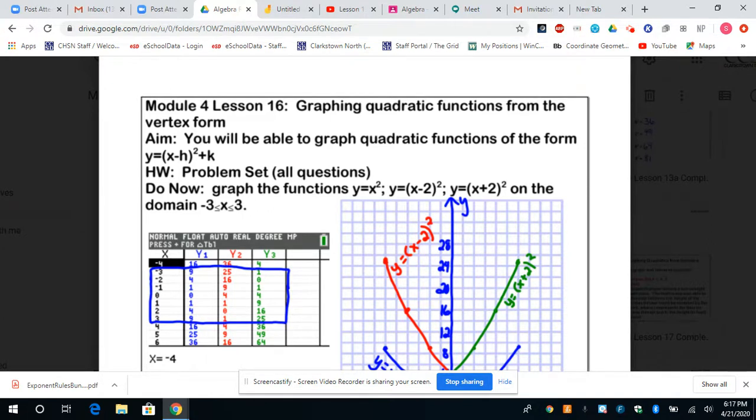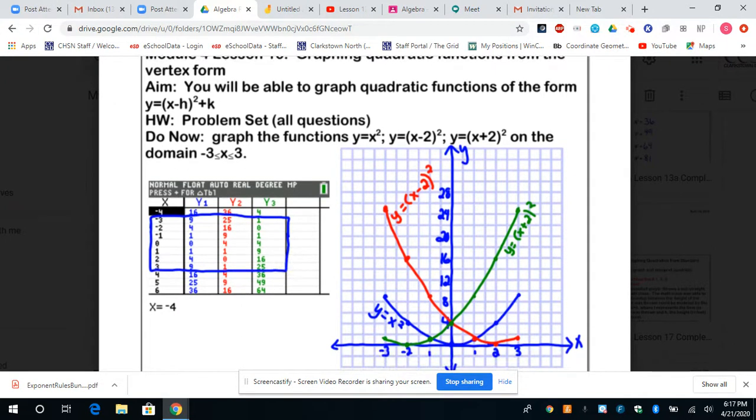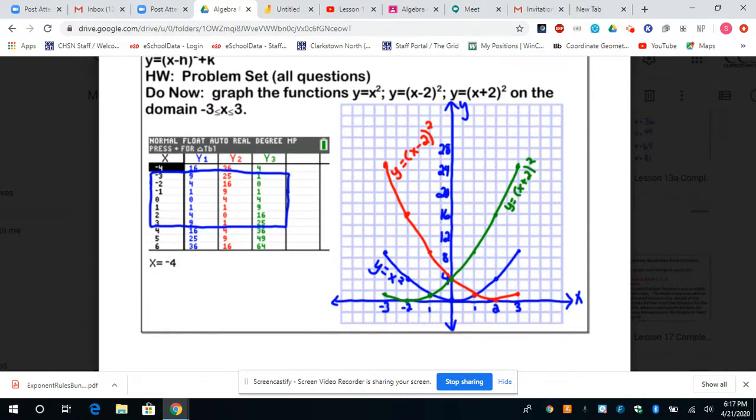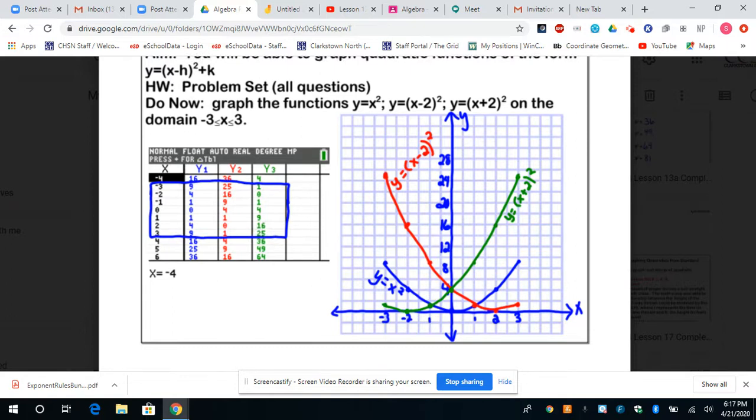So again, you're just following along with me as if you were in class and we're taking notes together. We're going to look at the do now. All these are done for you. We're kind of just walking through it. You don't have to copy the do now. I'm not going to make you graph all of these, but let's just look at it together.